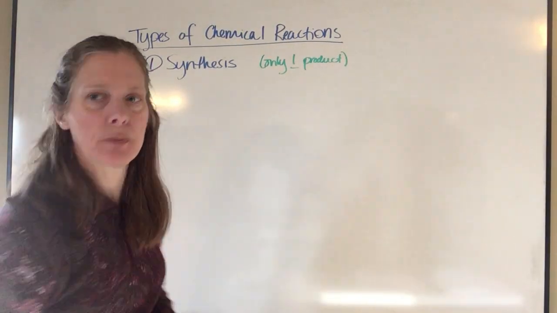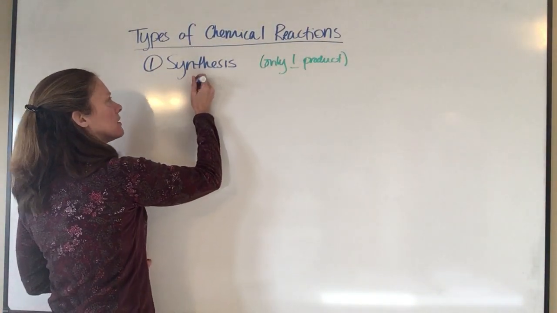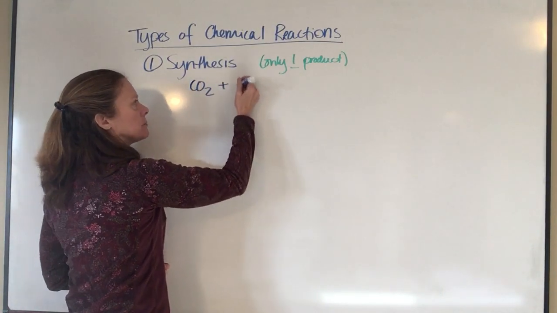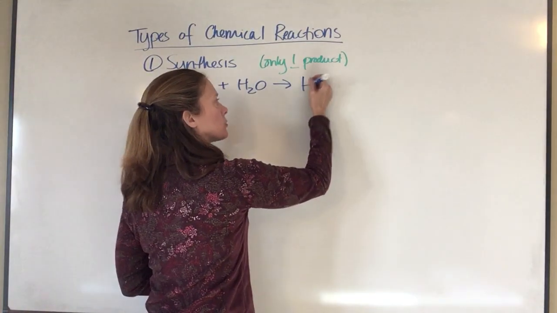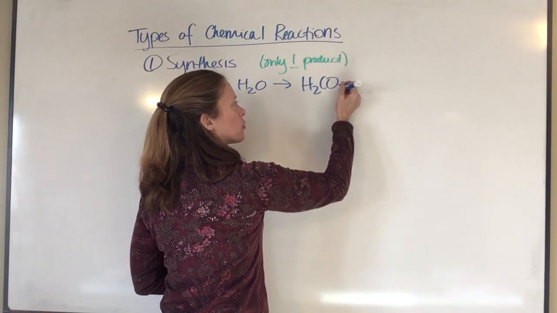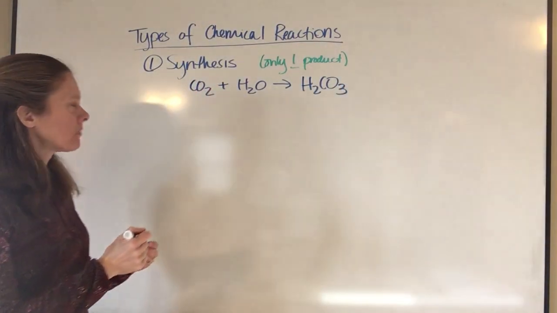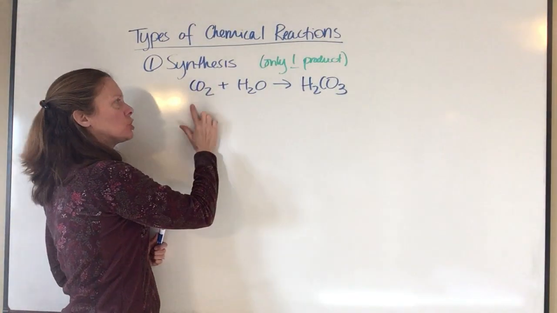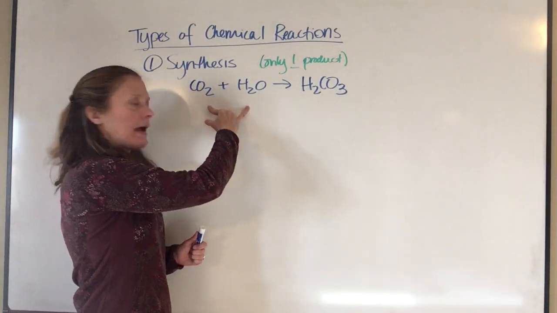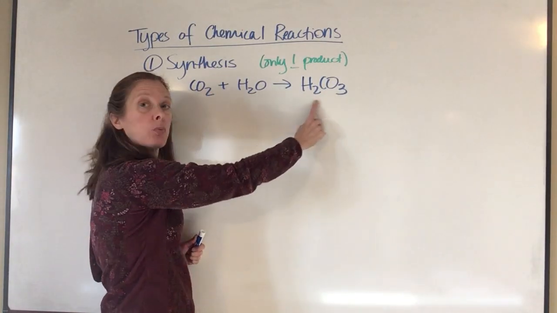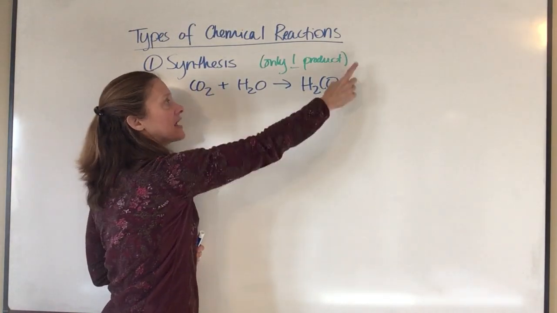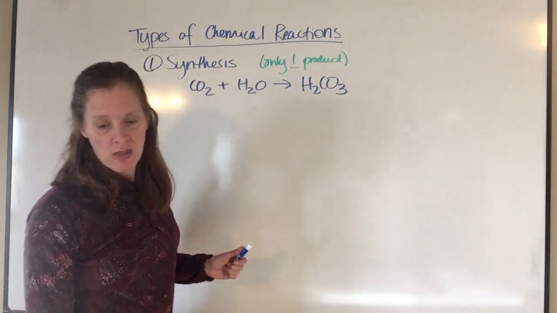So let me show you an example. If I take carbon dioxide and I combine it with water, I can form something called carbonic acid, and it has a formula H2CO3. So I took 2 things on this side and I put them together to form something brand new, but I just have one product on this side. So this is a synthesis reaction.